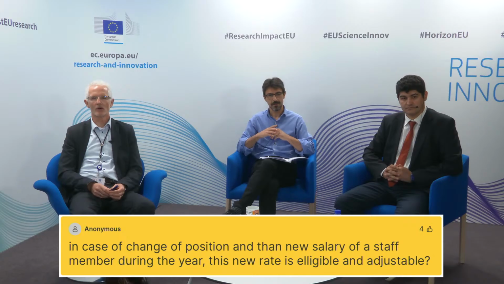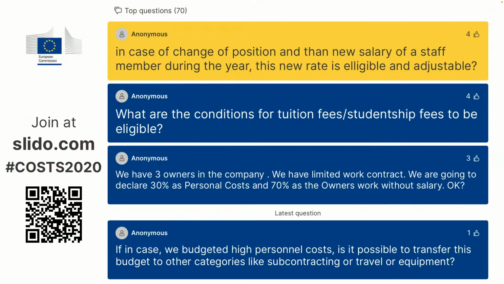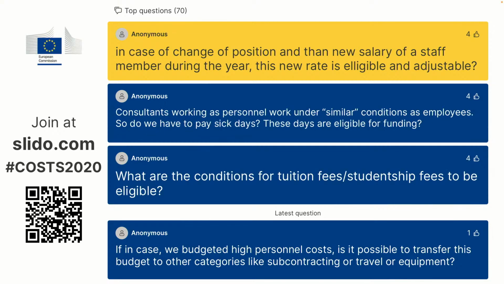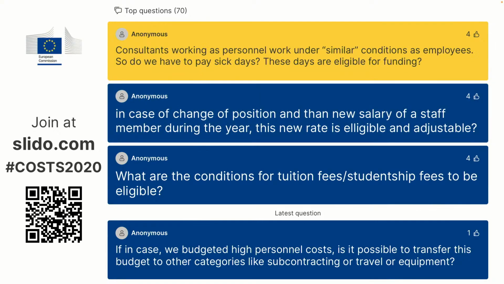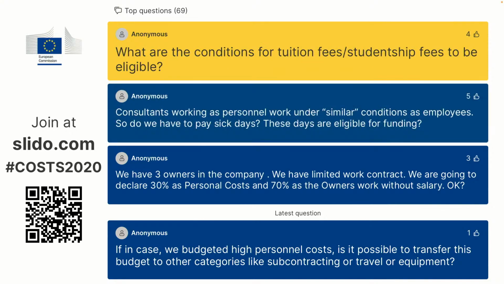Next question. We have 3 owners in the company. We have limited work contracts. We are going to declare 30% as personnel costs and 70% as the owner's work without salary.